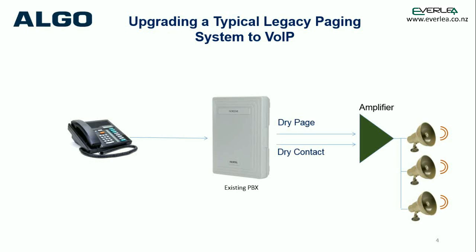So if we have a quick look at your typical legacy paging system that's in place, we've got your telephone over here. That can of course be a digital phone or an analog phone. You have your traditional non-branded PBX in here. That could be anything, name it, Nortel, Panasonic, Samsung, doesn't matter, it's just a PBX. But how we used to do it in the old days, we used to have the dry page port, which a lot of the PBXs just simply went across. They didn't have a dry contact, but some of them also had a dry contact to turn on the amplifier. Then we had our analog amplifier and our analog speakers.